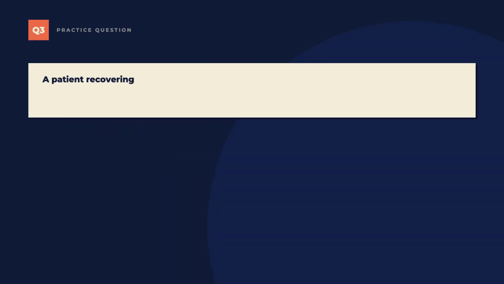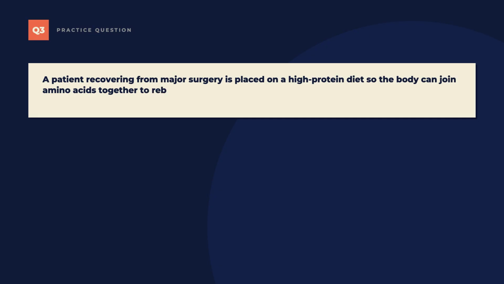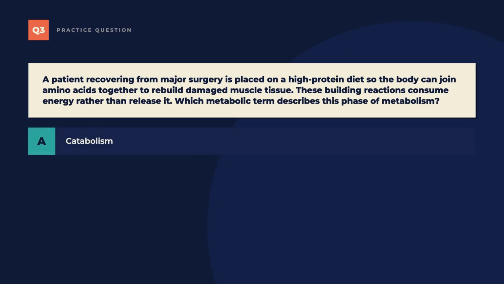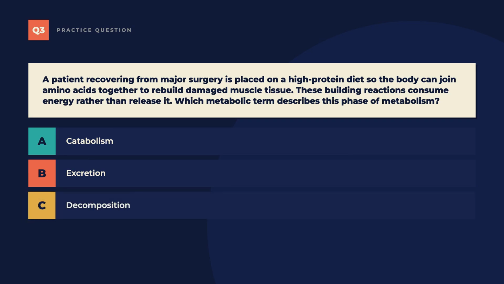Question 3. A patient recovering from major surgery is placed on a high-protein diet so the body can join amino acids together to rebuild damaged muscle tissue. These building reactions consume energy rather than release it. Which metabolic term describes this phase of metabolism? Your options are A. Catabolism, B. Excretion, C. Decomposition, D. Anabolism. Before I reveal it, which one do you think is right?